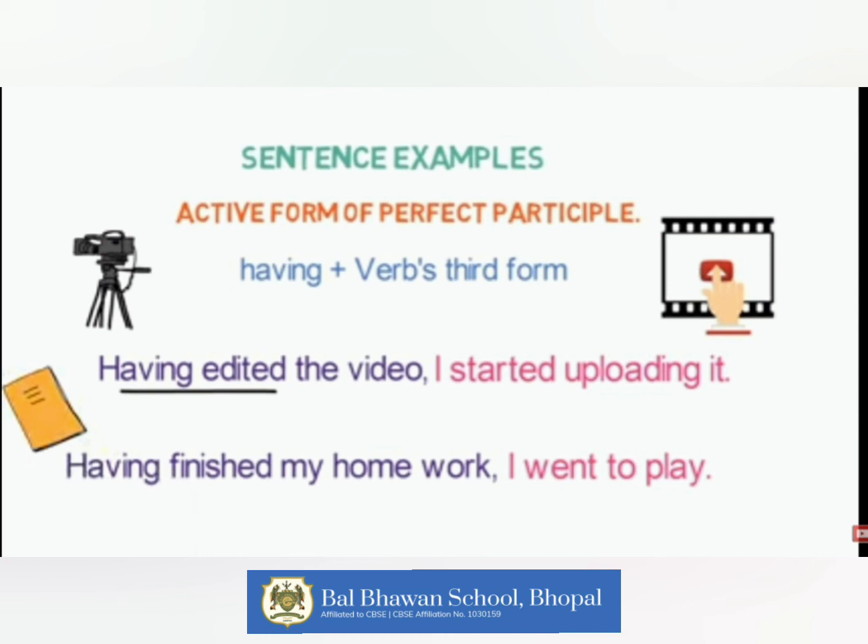Now we learn about the perfect participle. Here are examples of perfect participle that starts with having plus the third form of the verb. For example, having edited the video, I started uploading it. Having edited is the perfect participle. Having finished my homework, I went to play. Again in this sentence, children, having finished is the perfect participle.